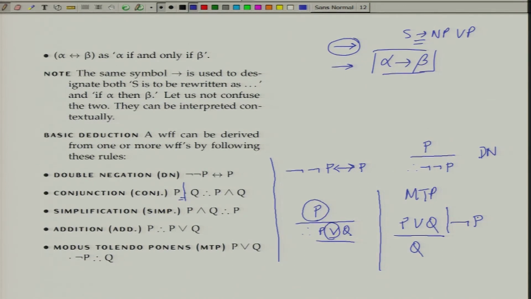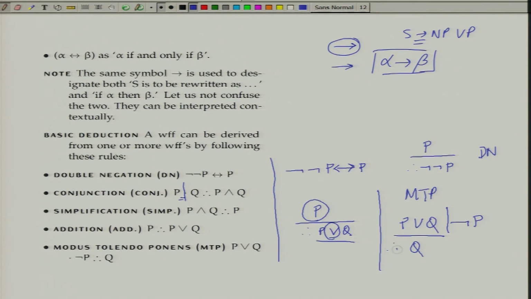But the next premise kind of guarantees that Q is true, because it says that not P is true, or P is not true. Now, if one of them is true and if P is not true, then Q must be true, and this is called modus tollendo ponens. This is how I eliminate the or that was there in it.